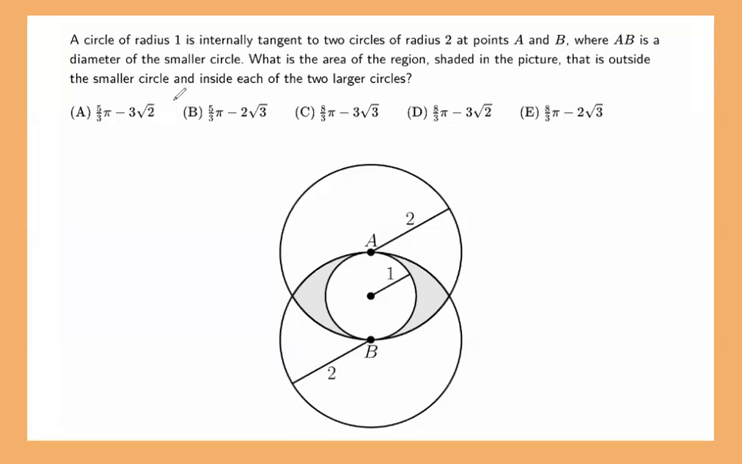So we have another 25 on the 10B. We have a circle of radius 1, which is this one. Internally tangent to two circles of radius 2 at A and B. So A is the center of this circle, which has a radius of 2, and B is the center of the other one. AB is the diameter of the smaller one, so if you connect this, that's the diameter. And we are looking for that shaded region. So this is another funky region, right?